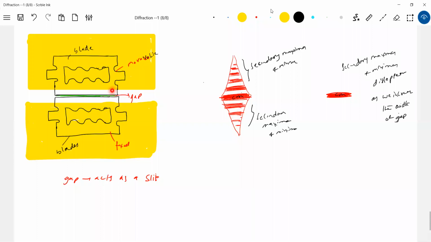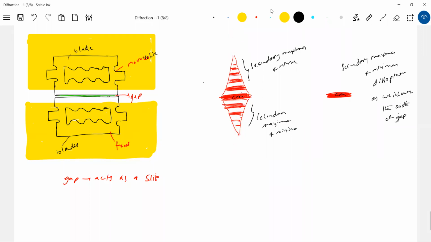As you narrow the gap, you can see the pattern becoming more and more clear and well-defined. Of course, you will not get a sharp one, but to some extent things will become visible. In fact, it will spread like this. The spreading is nothing but due to diffraction.